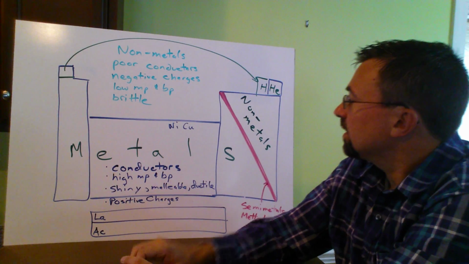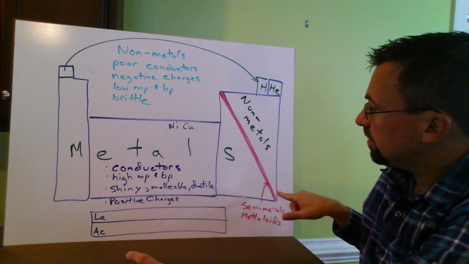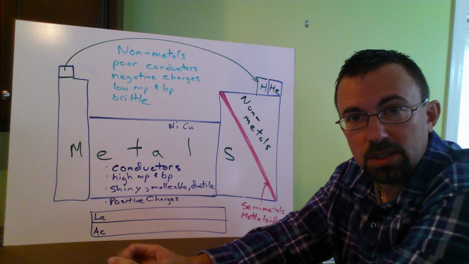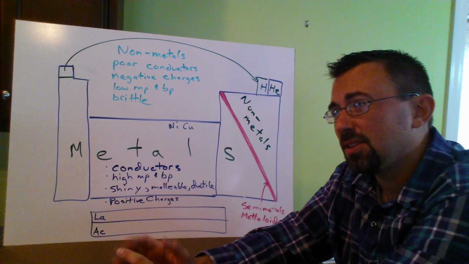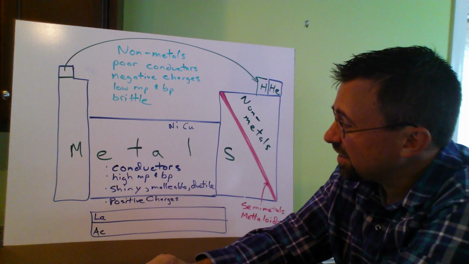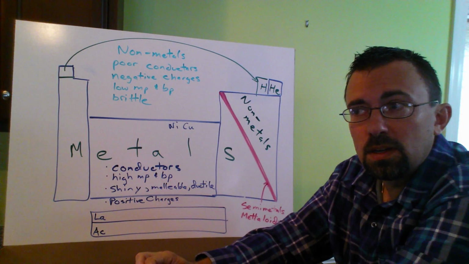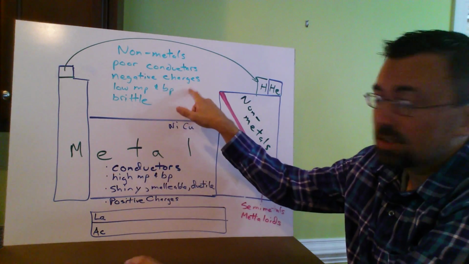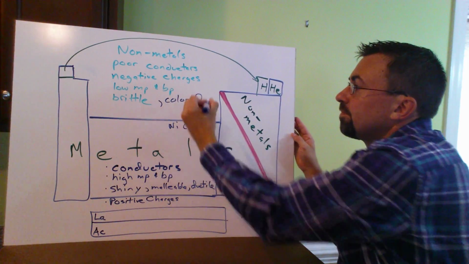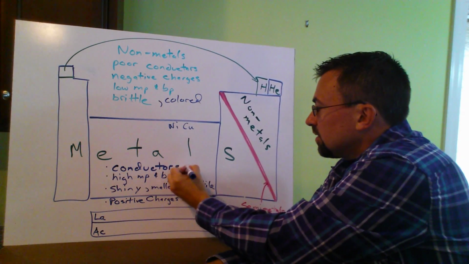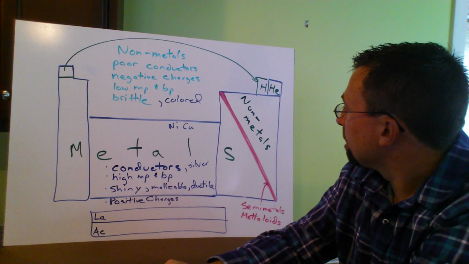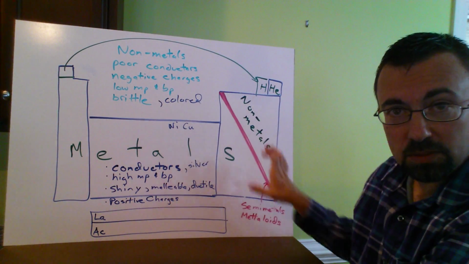And I will acknowledge there are some elements that are not cleanly metals and not cleanly nonmetals. They might be silver, but they've got relatively low melting points and boiling points. They're semiconductors, or they're colored. Yeah, that's another thing. They tend to be colored. But I'm going to ignore them for the sake of simplicity in Chem 101.